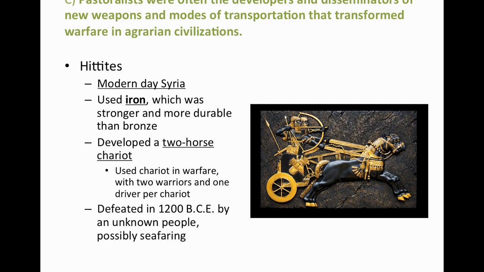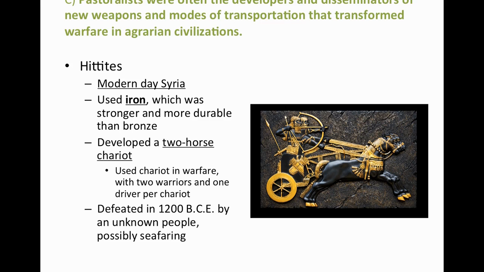All right, evidence strand C. Pastoralists were often developers and disseminators of new weapons and modes of transportation that transformed warfare in agrarian civilizations. The Hittites, in modern-day Syria, were known for using iron, which was much more durable. They also developed a two-horse chariot. Again, if you don't remember Hittite or Assyrian, what you want to remember is that the chariot as a form of warfare is developing, and the use of iron weapons that were more durable. And that's probably what I would remember.